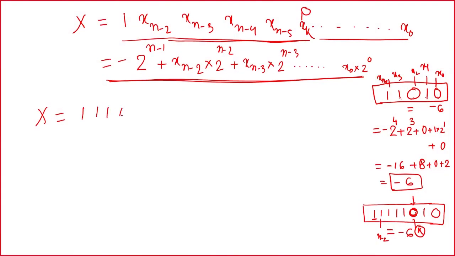So, we can write x equal to 1 1 1 1 0, with all 1s in between, and then x k minus 1, x k minus 2 down to x 0. After this position, obviously, this position will have 1, and this is the k position, this should be the k plus 1 position.